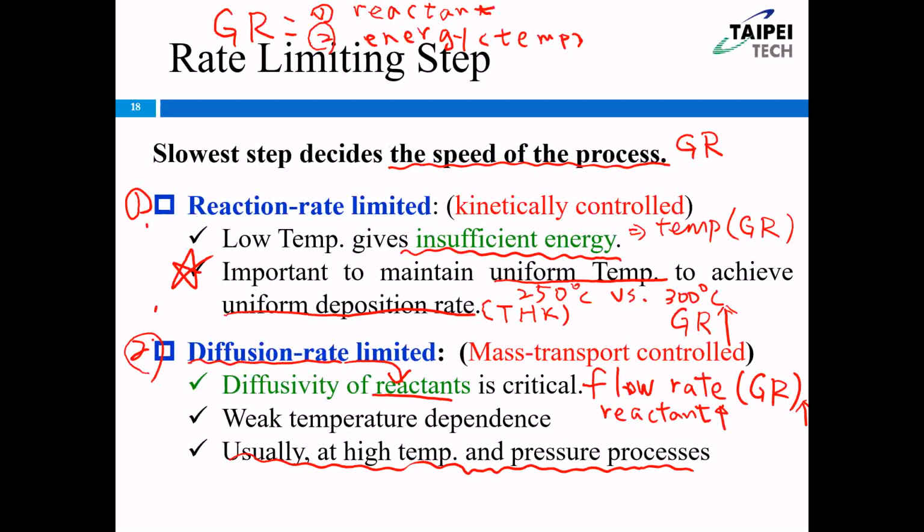Okay. So at this moment, this mechanism, we call it diffusion rate limited process. Some textbooks also write down mass transport control. Mass transport just means for the reactant, we don't have a lot of reactant on the top of our silicon substrate. Okay.